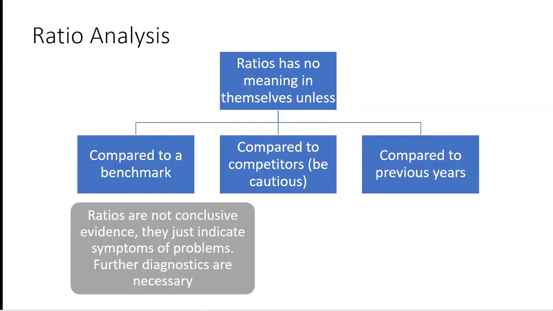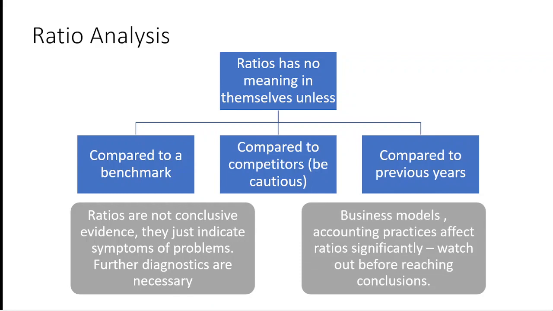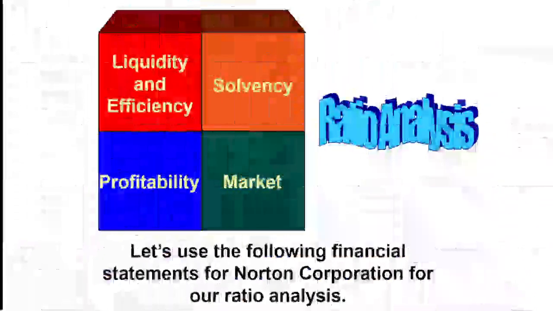You may have to get some more tests done. You may have to get details of the GL. You may have to get details of the transactions in order to understand more about the problems. And definitely, business models and accounting practices affect the ratio significantly. So you need to be careful before you reach conclusions, especially when we are comparing against the previous years or against the competitors, because changes in business model and changes in accounting practices will make it different, and we will show you some examples of how they make it different.